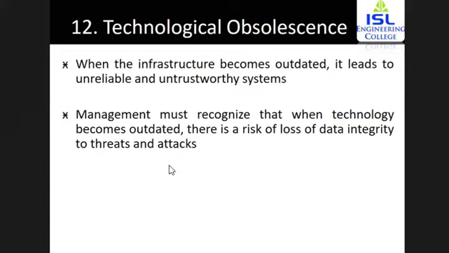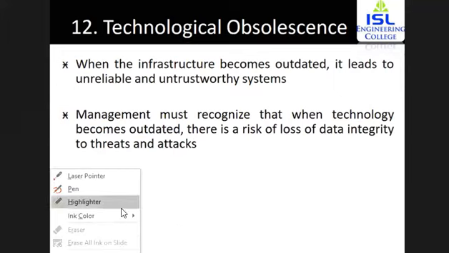So with this, we finish the different types of threats. Within the next class, we'll be studying the different types of attacks.